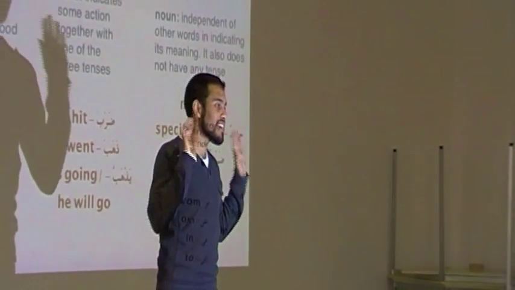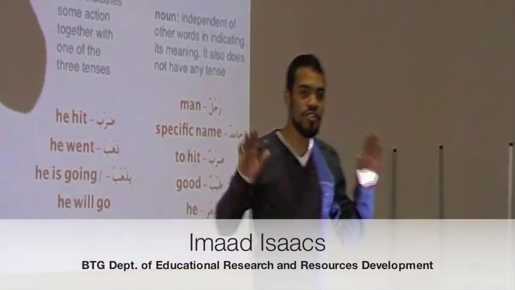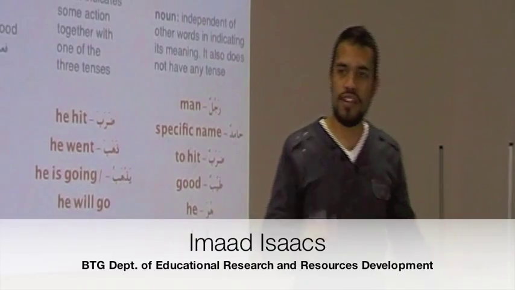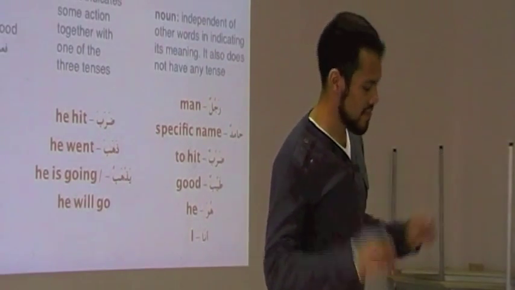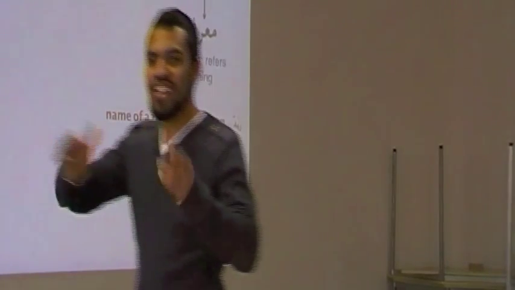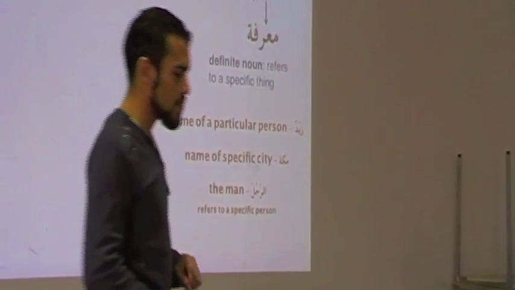Ismun, fi'lun, and harf. Say ismun, اسم; fi'lun, فعل; harf, حرف. Okay, very good. Now let's do examples of the two subcategories of ismun.